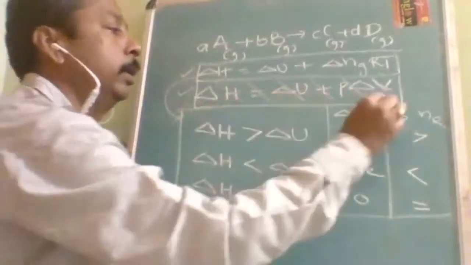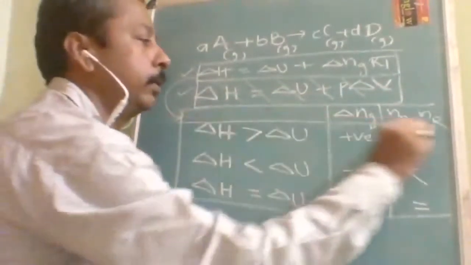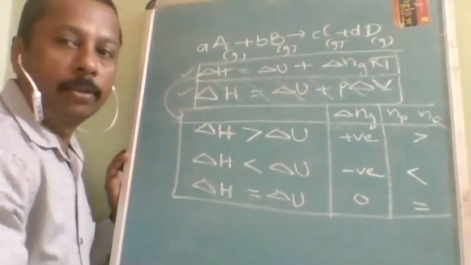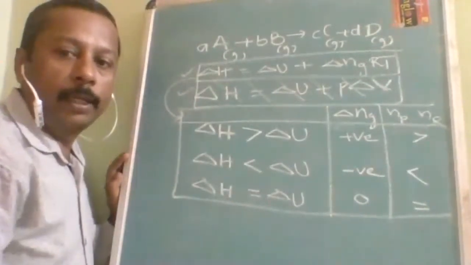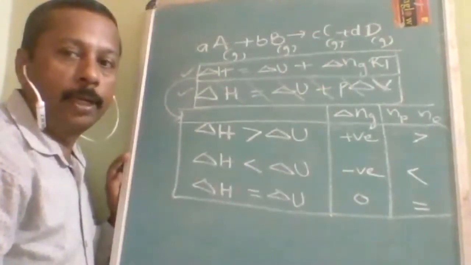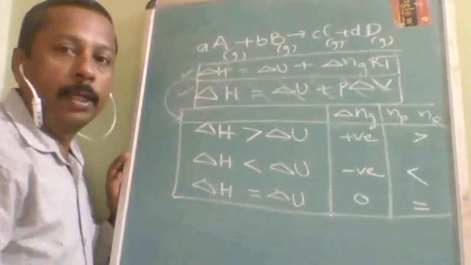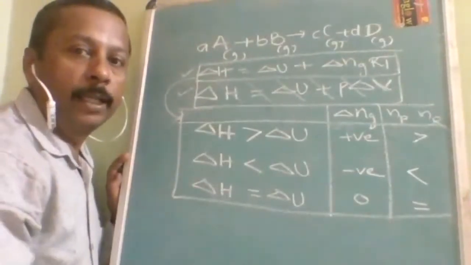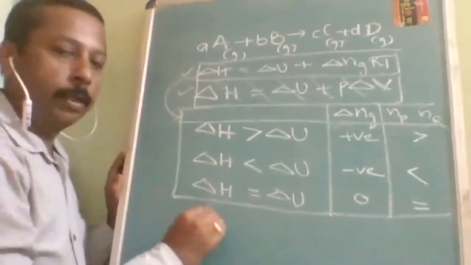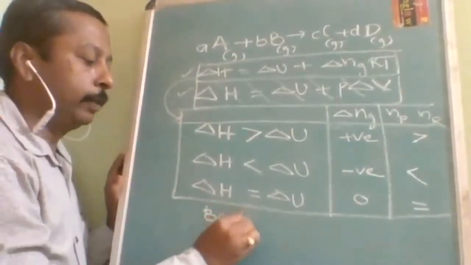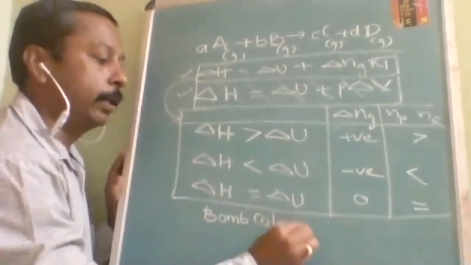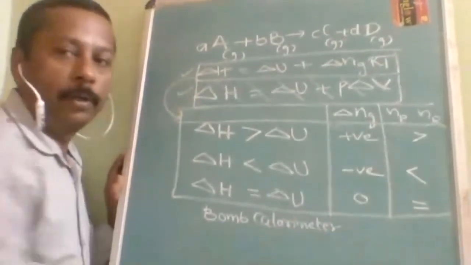Now this is the formula and its application. When you are solving the numericals, people are getting difficulty where to substitute delta H and where to substitute delta U. If there is a word called bomb calorimeter in the question, if you somewhere find the word bomb calorimeter, what calorimeter? Bomb calorimeter word is used.